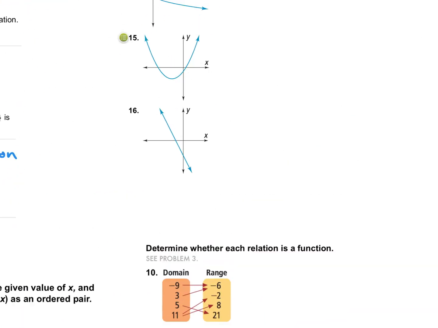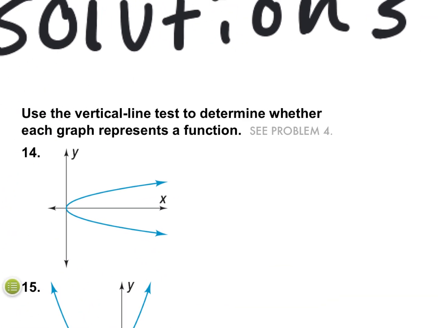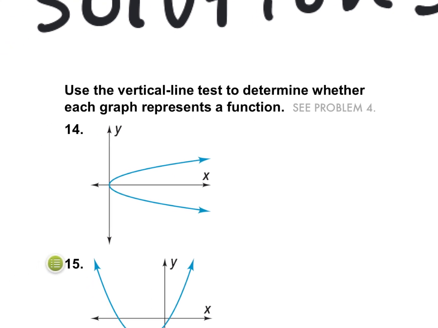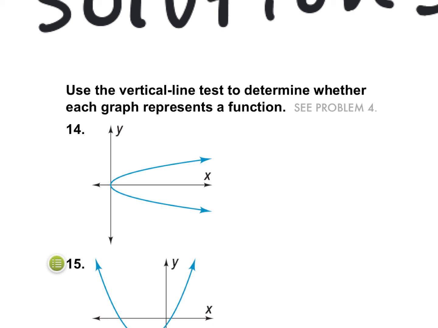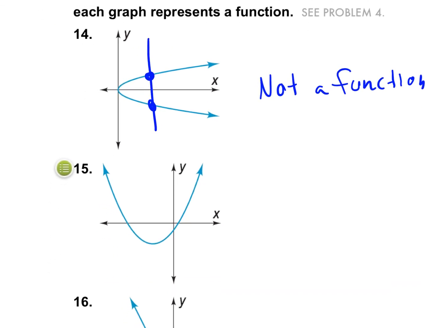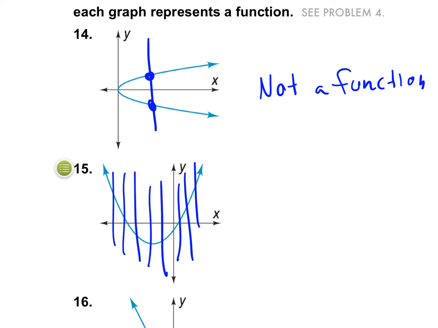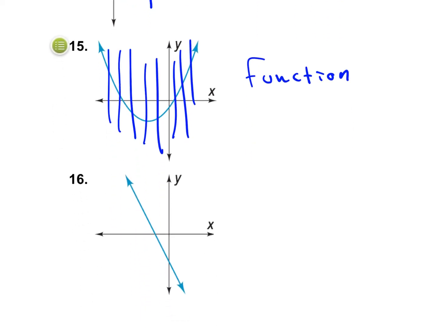Alright, let's take a look at the top up here. So 14. Use the vertical line test to determine whether each graph represents a function. Vertical line test, we just draw a vertical line through our graph. If it touches the graph at 2 points, then it would be not a function. So for 15, I could draw a vertical line anywhere here, and I can't get it to touch 2 points. So if I take my pencil, hover it over my graph, it'll never touch 2 points on this graph. So this would be a function. It passes the vertical line test, so it is a function.